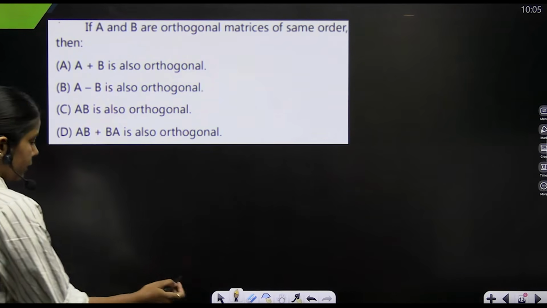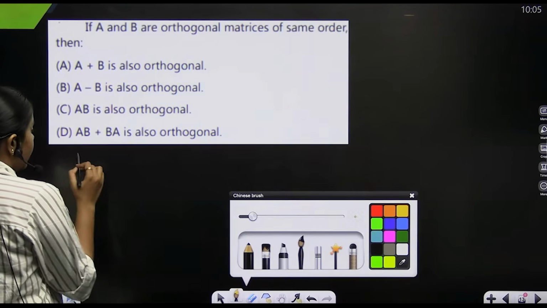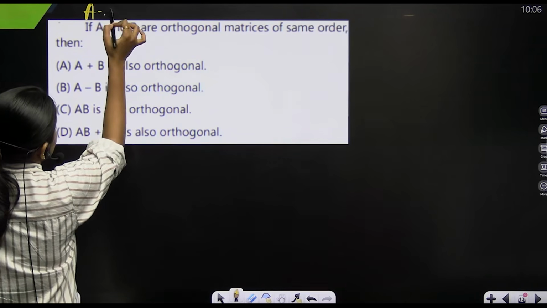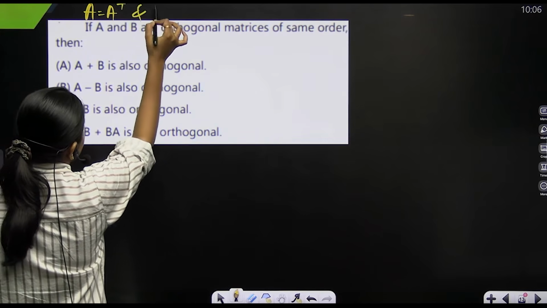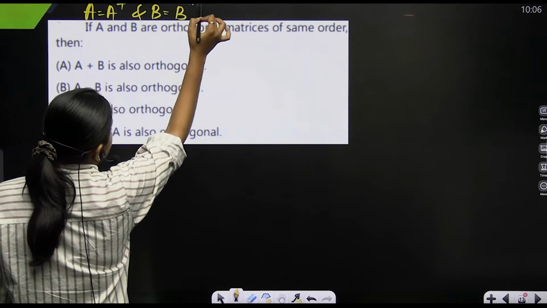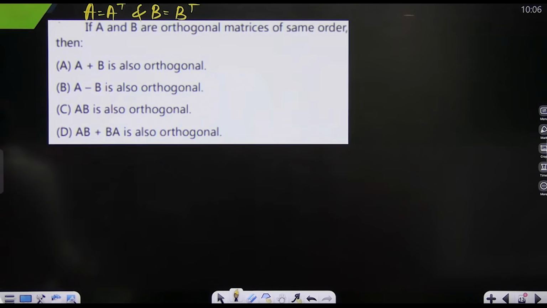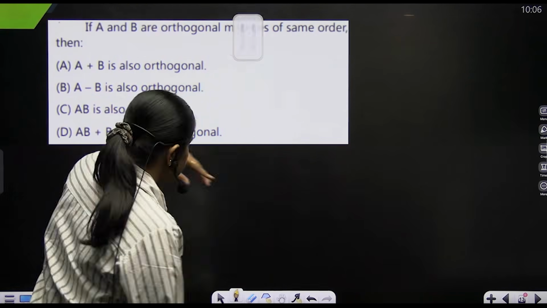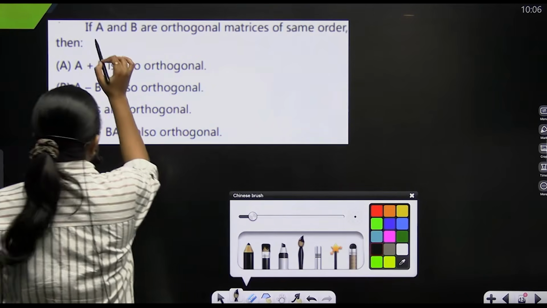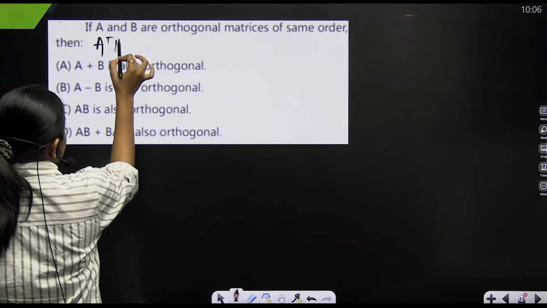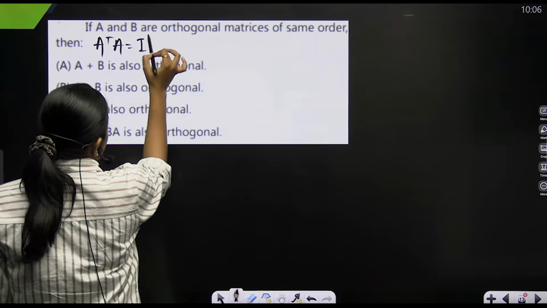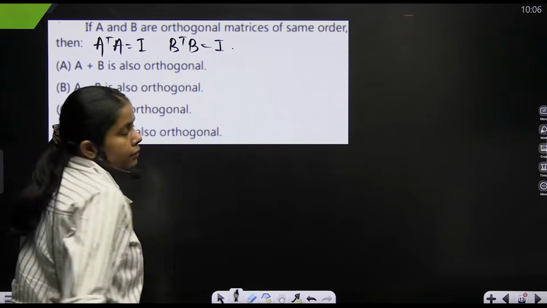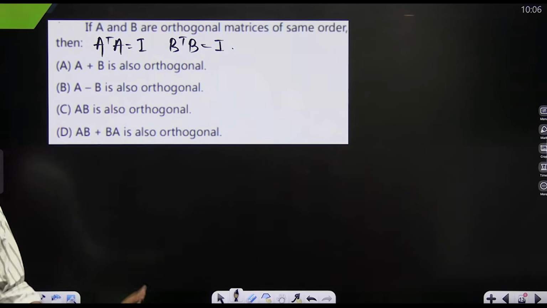I'll start solving. For A plus B, I know that A and B are orthogonal matrices. So A is equal to A transpose and B is equal to B transpose. Oh sorry, that is for symmetricity. A is orthogonal, so A transpose A is equal to identity, and for the B matrix, B transpose B is equal to identity, because A and B are orthogonal matrices.